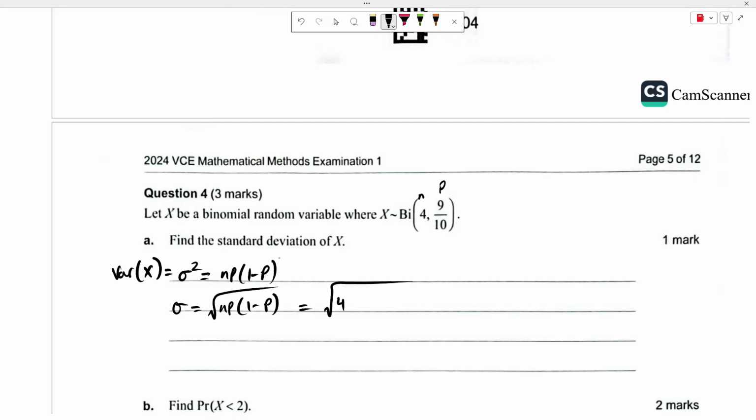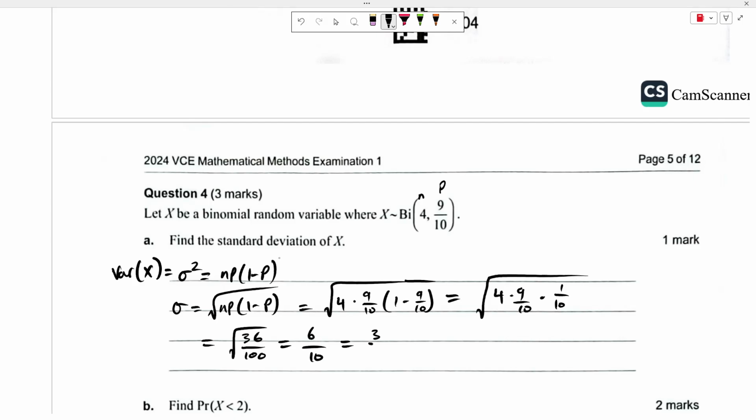Now n is 4, p is 9 over 10, times 1 minus 9 over 10. And that's all under the square root. So we get 4 times 9 over 10, and 1 minus 9 over 10 is just 1 over 10. This is going to be square root of 36, 4 times 9 is 36 over 100. That's going to be 6 over 10. That's going to be 3 over 5. So the standard deviation is going to be 3 over 5.